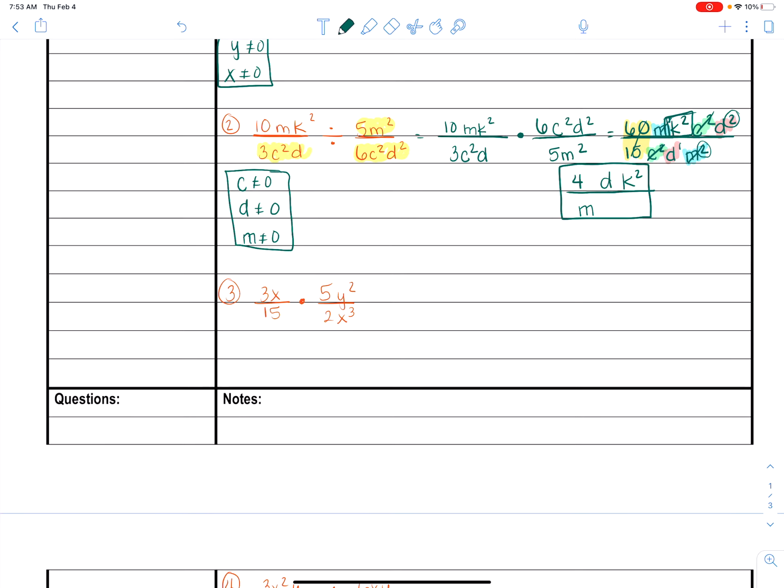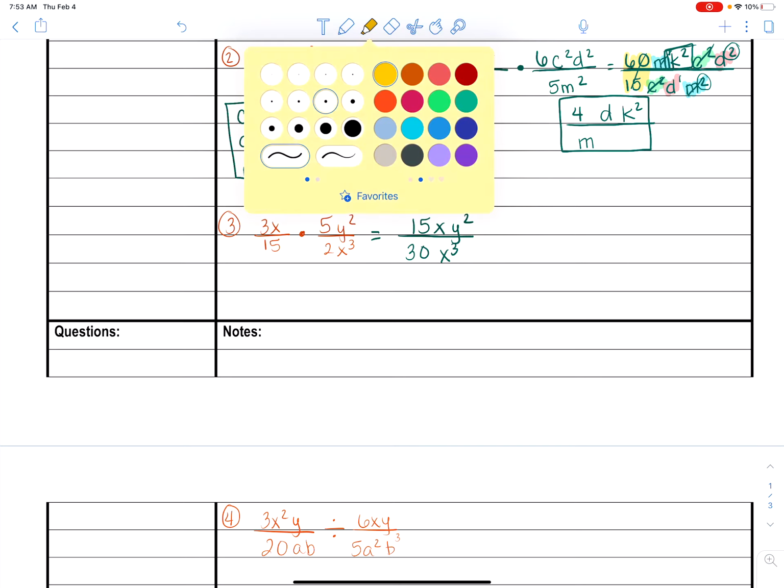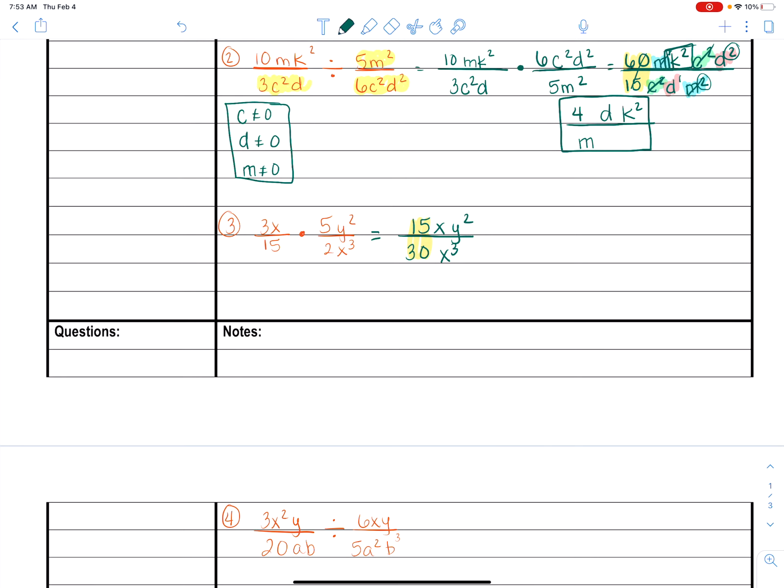All right. Next, same kind of situation, but we're just multiplying. So 3 times 5 is 15. I have an X and a Y squared. 15 times 2 is 30. I have an X cubed. All right, so if we simplify this, 15 over 30 simplifies to 1 over 2. I have 1x on top and 3 on the bottom. So my x's are going to stay on the bottom. And if I subtract the 1 and the 3, I have 2.